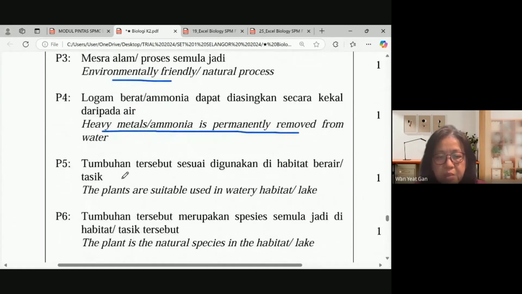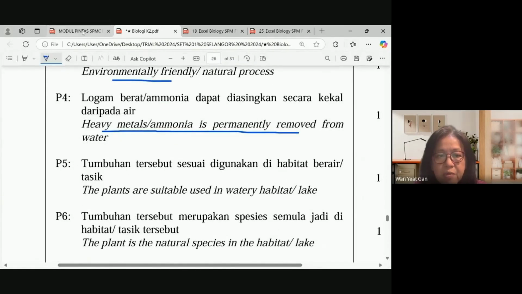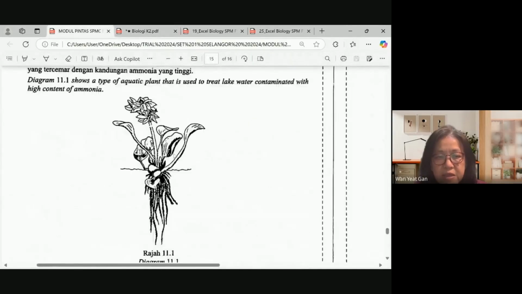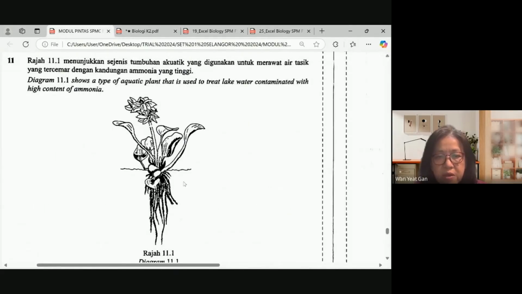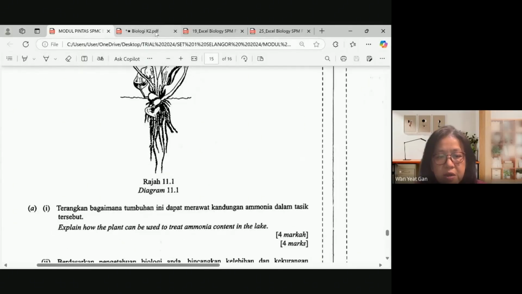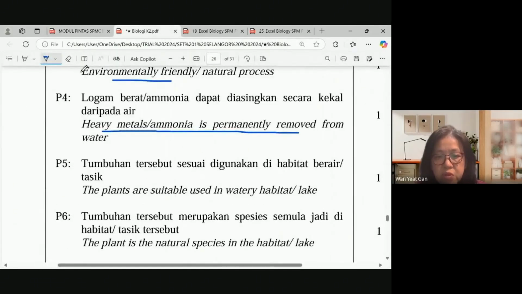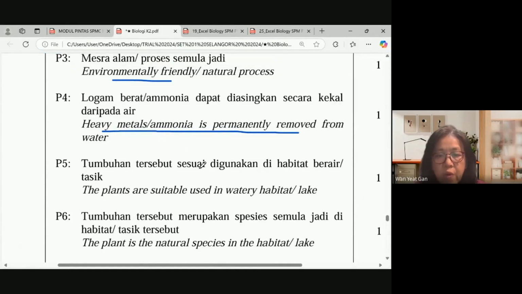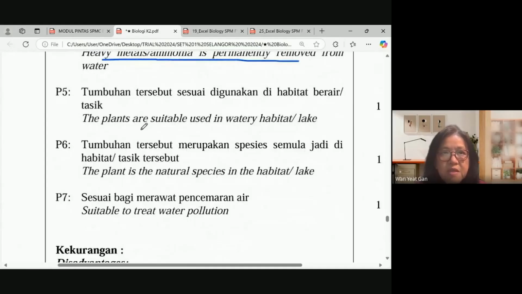Okay. Now the plant water hyacinth is actually a plant that floats in the lake or pond. So it is very suitable to use in a lake, and they grow quite rapidly. So it is a natural species that you use. They grow naturally in lakes. So it's very, very suitable to be used as a plant to treat water pollution.